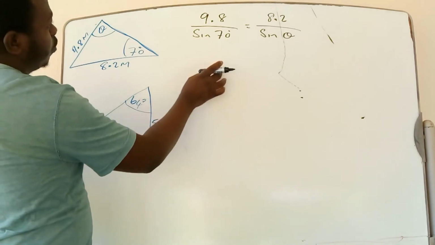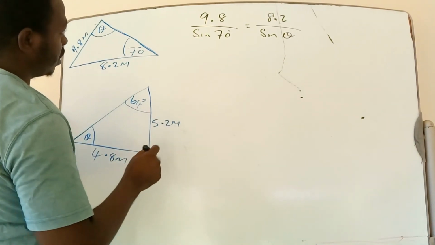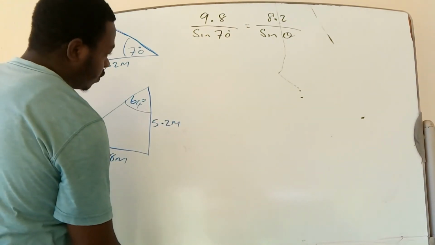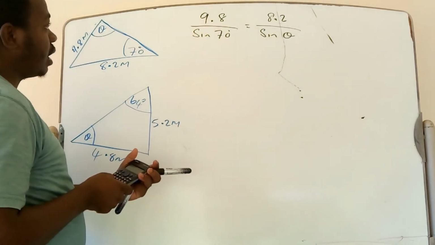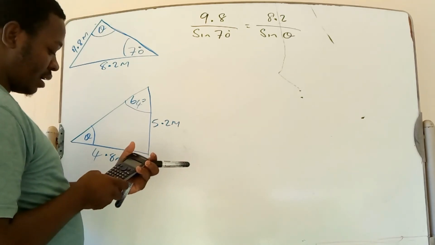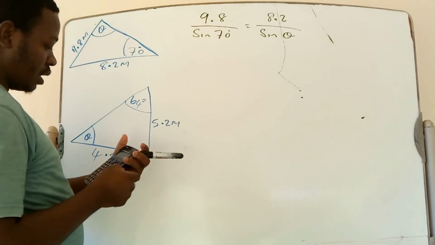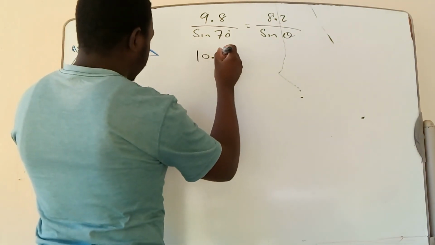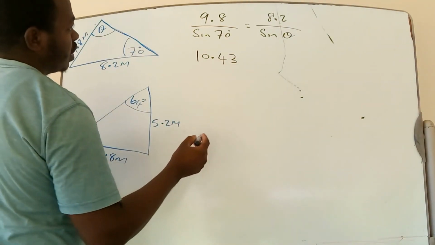Now, how are you going to approach this? There's several approaches that you can take, but let's use the simplest approach. All you can do is put this side on your calculator to give you one value and get rid of the fraction. So you can see that that's just 9.8 divided by sine of 70 degrees, and that is approximately 10.43, correct to 2 decimal places.